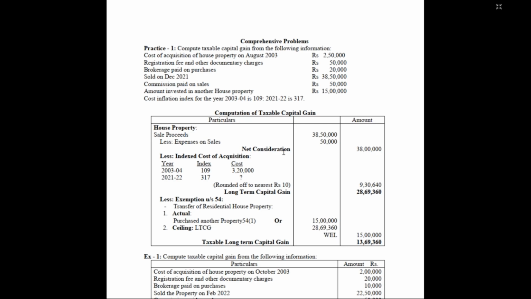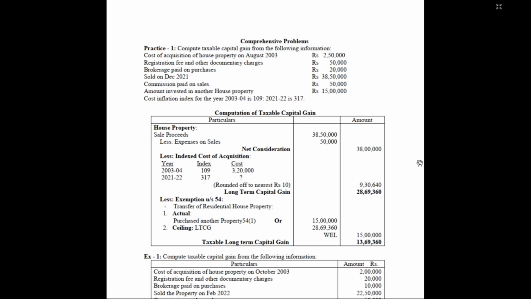Let me see the answer. Sale proceeds 38,50,000 less expenses on sales 50,000. Balance is called net consideration, less indexed cost. In the year 2003-04 we purchased for rupees 3,20,000. In that year the index is 109. We have to convert for the current year index of 317. The indexed cost will be, rounded off to the nearest 10, 9,30,640. Balance is long-term capital gain.